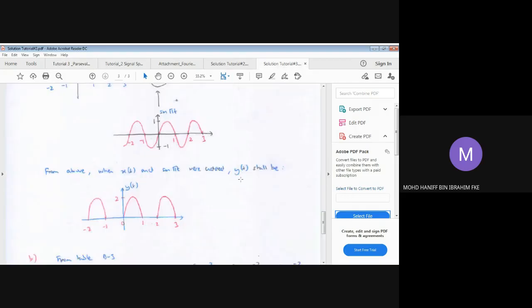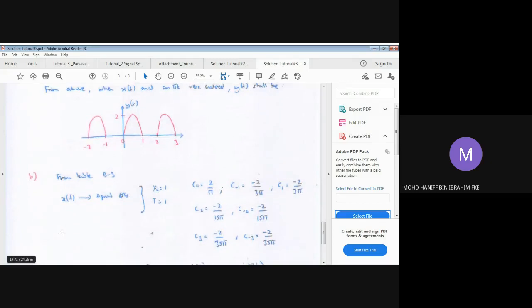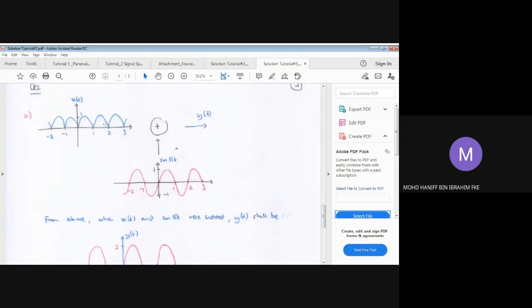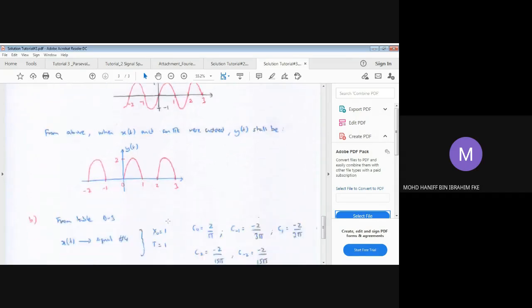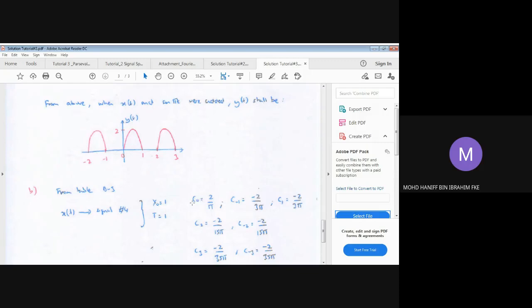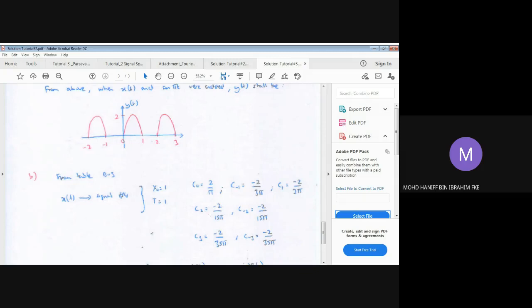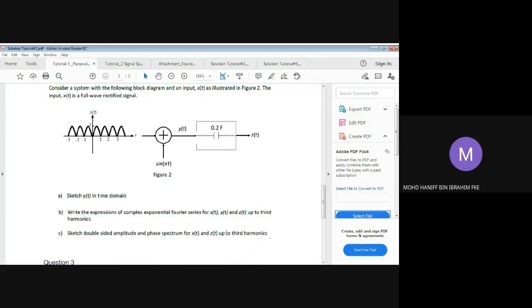This is the x(t), which is referring to signal number 4 in table B3. If we base on this x(t) function, the x0 is 1 and the period is 1. This is your Fourier coefficients extracted from the table. The question requires us to go up to third harmonics. Up to third harmonics means that n shall start from -3, -2, up to +3.